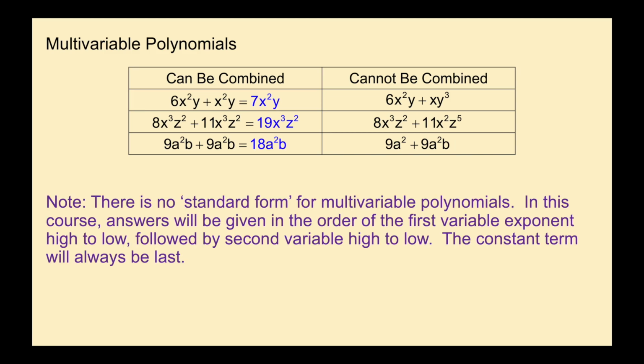And something to keep in mind is that there is no standard form for multivariable polynomials. So if you have more than one variable in the expression, there isn't a standard form. In this course, when we provide answers, they will be given in order of the first variable exponent high to low, followed by the second variable exponent high to low. The constant term will always be last.